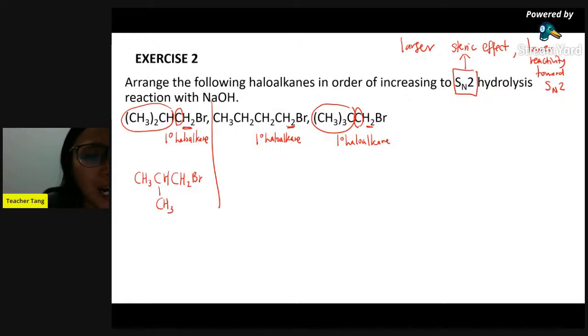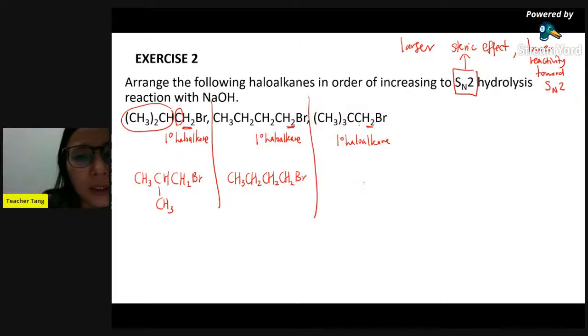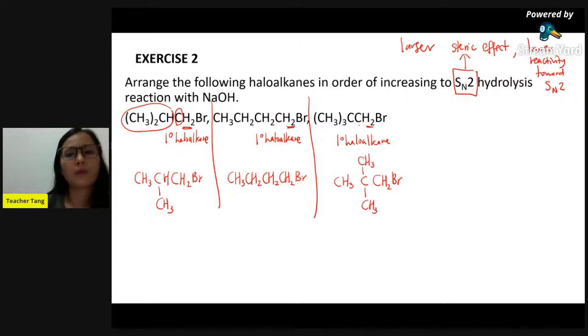For this one should be no problem. It is a straight chain, so just CH3, CH2, CH2, CH2Br. So it's a straight chain like this. How about the last one? CH2Br, then C, CH3, CH3, CH3. Okay, all are primary haloalkanes.